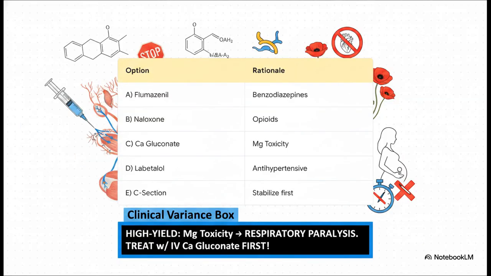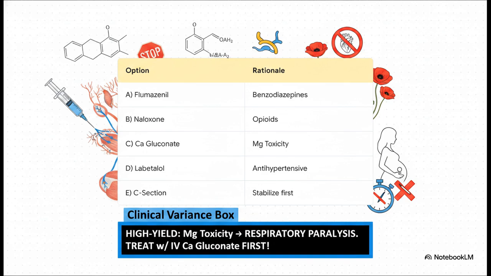The absolute correct answer here is C. IV calcium gluconate. This patient is showing classic severe magnesium toxicity, progressing rapidly toward respiratory paralysis. Let's exhaustively reject those distractors. Choice A, flumazenil, is your antidote for a benzodiazepine overdose. Totally irrelevant here. Choice B, naloxone, reverses opioid-induced respiratory depression, not mag toxicity. Choice D, labetalol, is an antihypertensive. It won't do a single thing to restore neuromuscular function and might actually worsen her hemodynamics.